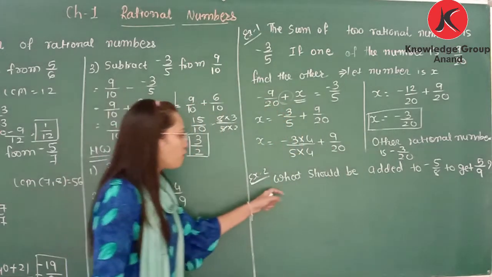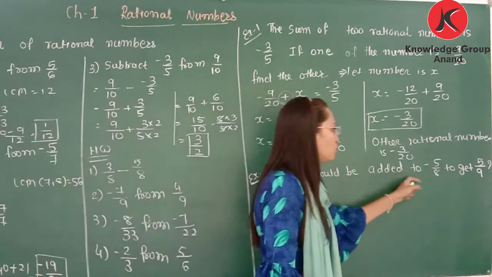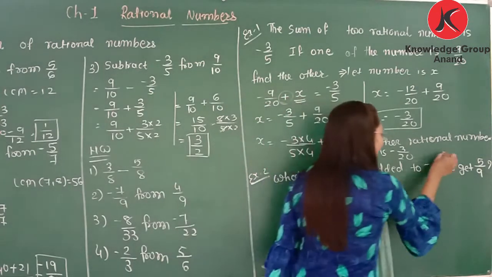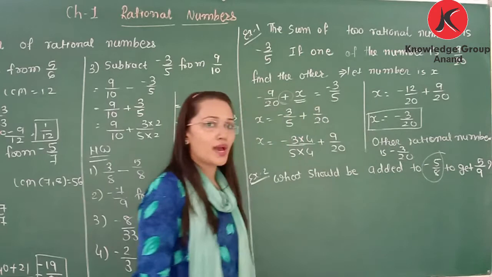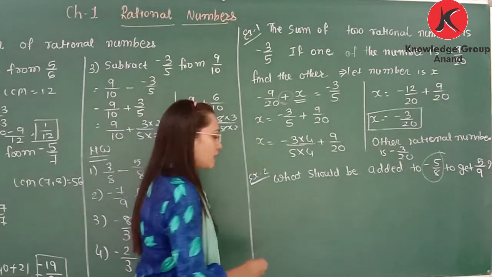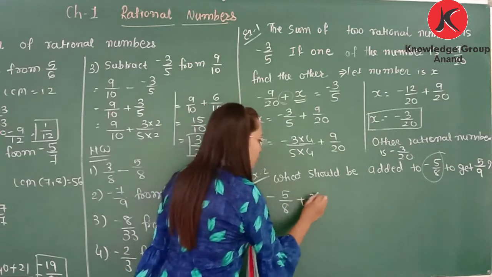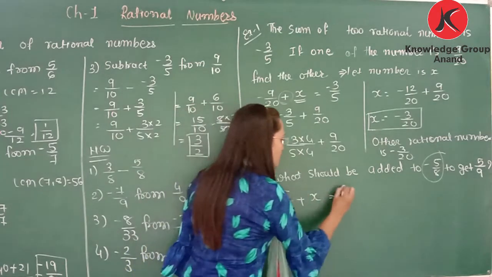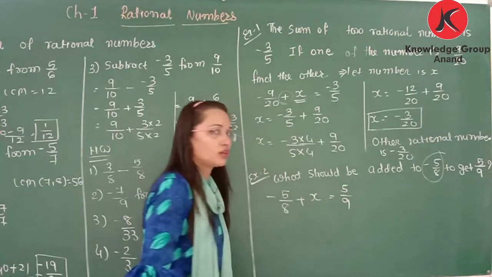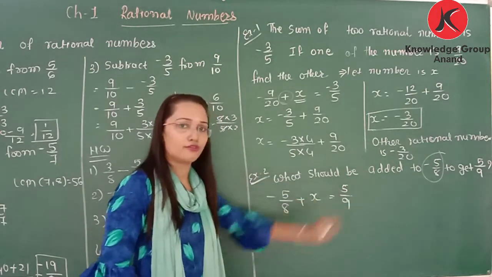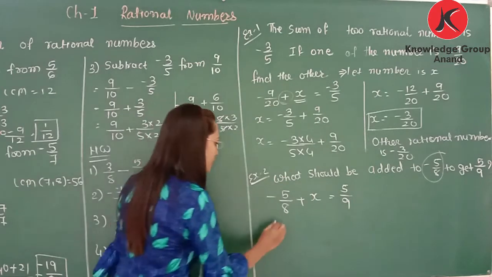Now next, what should be added to minus 5 by 8 to get 5 by 9? We need to add something to minus 5 by 8 to get 5 by 9. So let's say we add something like x to minus 5 by 8, and the answer is 5 by 9. Now here we need to find x. Take minus 5 by 8 from the left to the right, so it becomes plus 5 by 8.